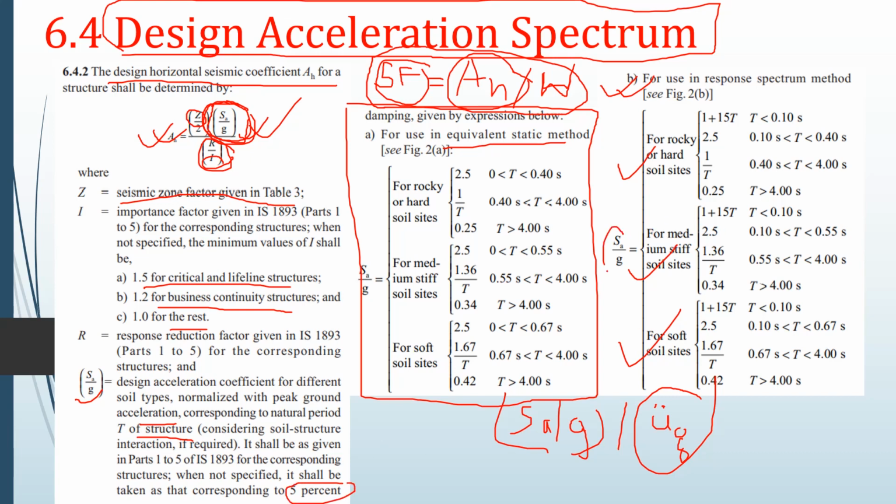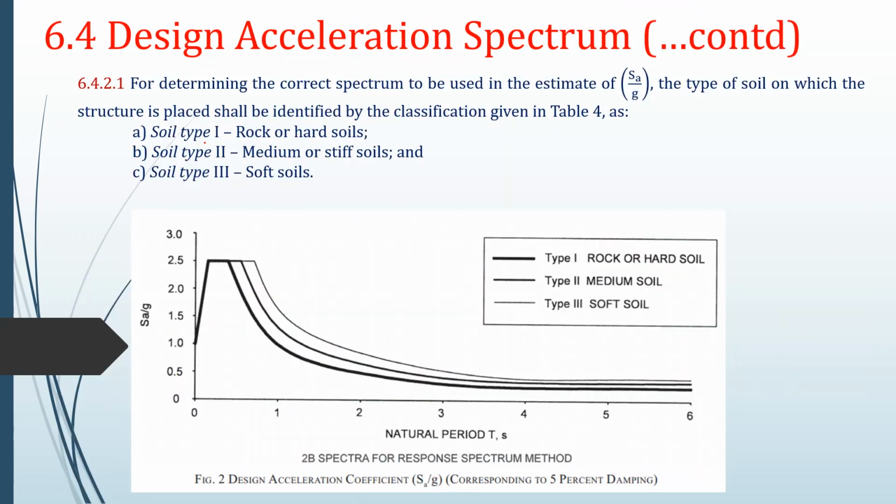So the value of Sa by g depends first on the rocky or hard soil sites, that means it depends on the local soil conditions, and it also depends on the time period of our structure. Based on these two factors, we calculate the value of Sa by g, and then we calculate the value of the design horizontal seismic coefficient. Now let's see here the design acceleration spectrum or our elastic design spectrum.